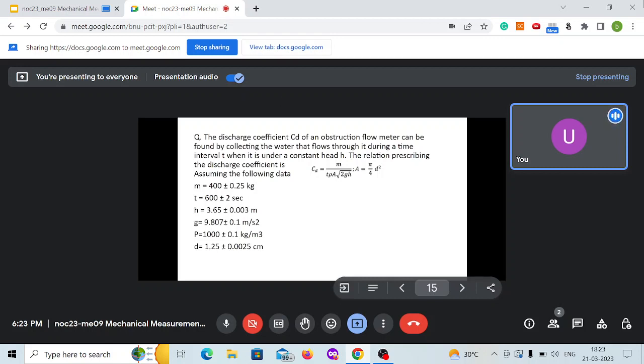The hint is, to solve this by uncertainty analysis, you have to use the product rule. If some function f is x1 raised to power a1 times x2 raised to power a2, and so on, then the uncertainty is found as the function value times the square root of the sum of squares of the relative uncertainties.